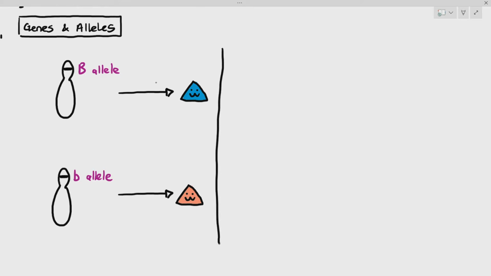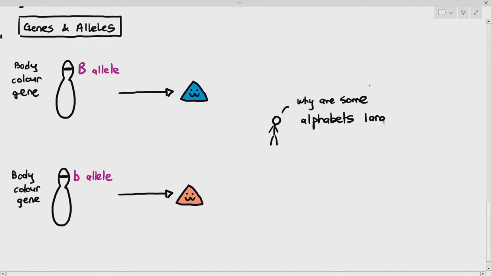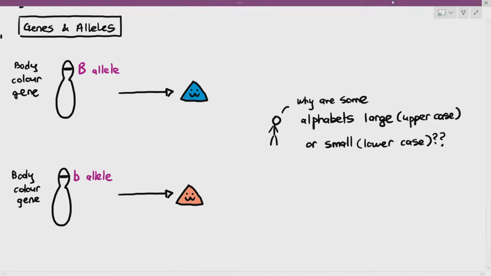We use alphabets or symbols to represent the alleles. Again, why are some letters large or uppercase letters and why are some letters small or lowercase letters? I'm going to explain that in the next part. Same video, by the way, so just hang on there.